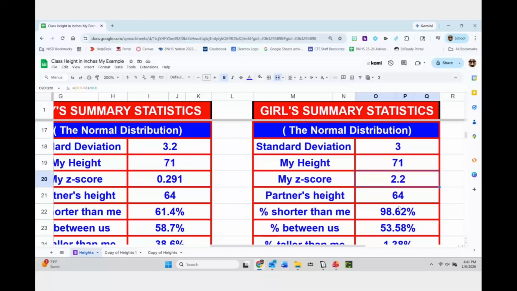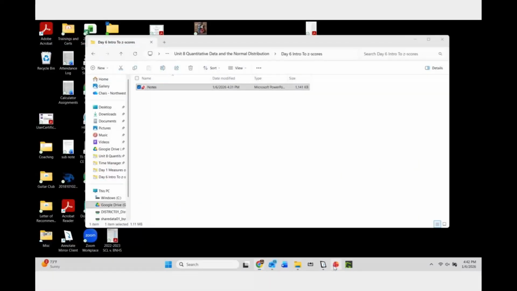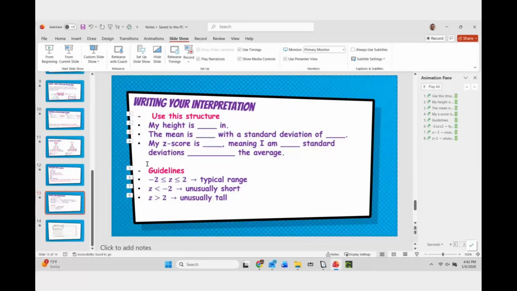my z-score is 2.2, so I'm quite a bit taller, which should make sense because, as we hopefully should see by now, guys are taller than girls. I mean, it's not always the case, but in general. Okay.